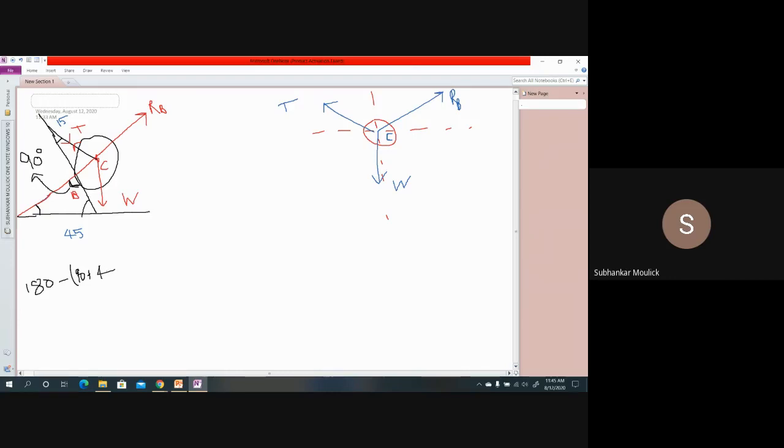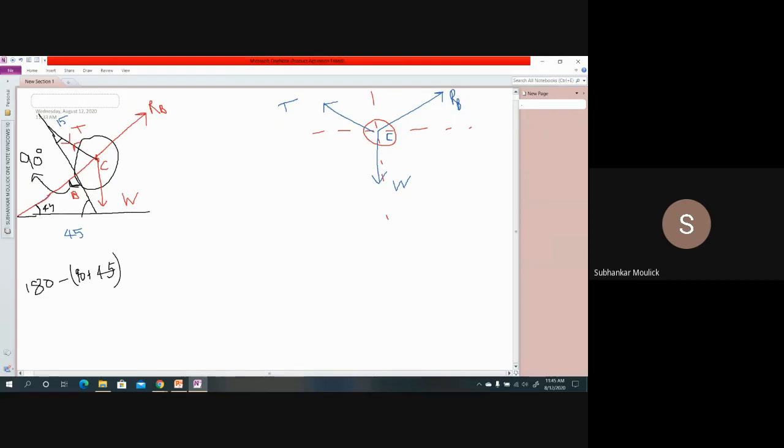Yes or no? Yes, sir. This angle will be 180 minus 90 plus 45. How much? What is the value? कितना है 180 minus 90 plus 45 कितना होता है? 45. It will be 45 degree. That means this angle is 45 degree.